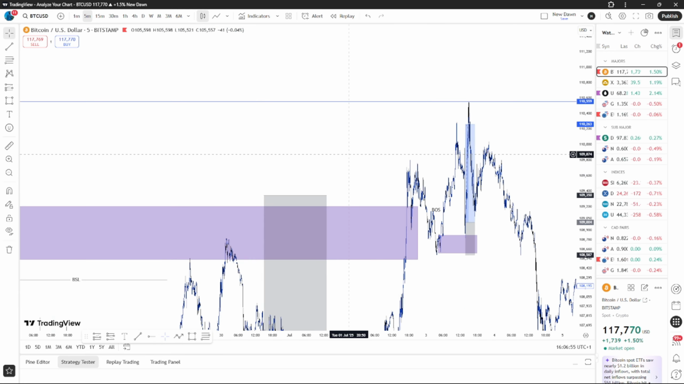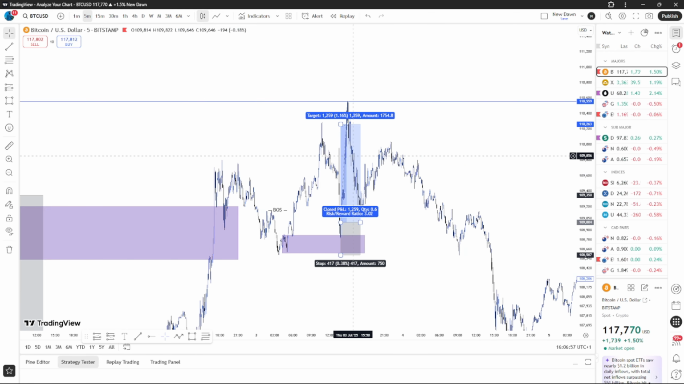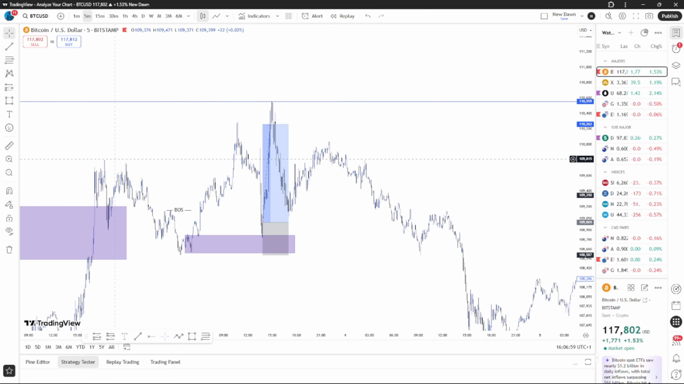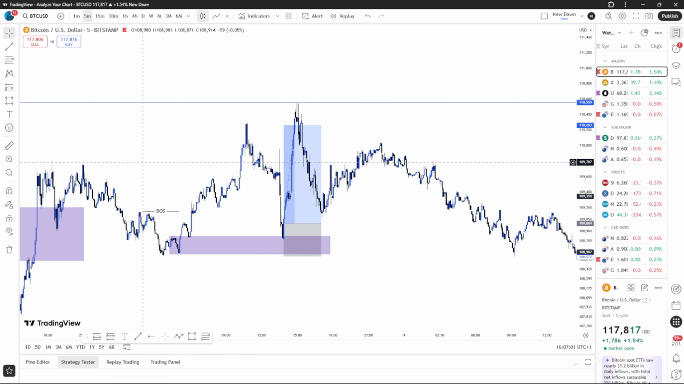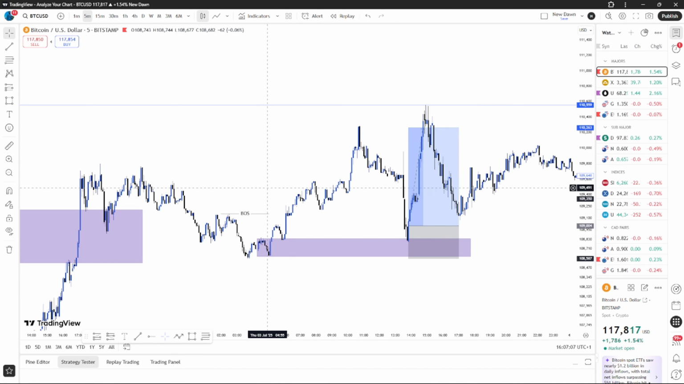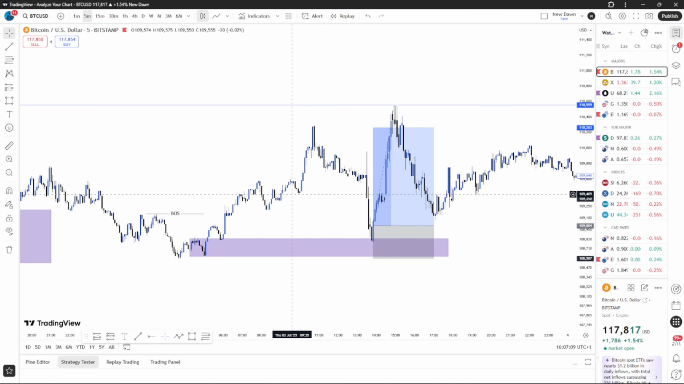If it's on 15 minutes, most likely it will be 5 minutes, or probably 1 minute, but most likely 5 minutes, right? Depends. If it's 1 hour, 15 minutes. If it's 4 hours, probably like 30 minutes or 1 hour, right? Depending on how the candles are looking, right?